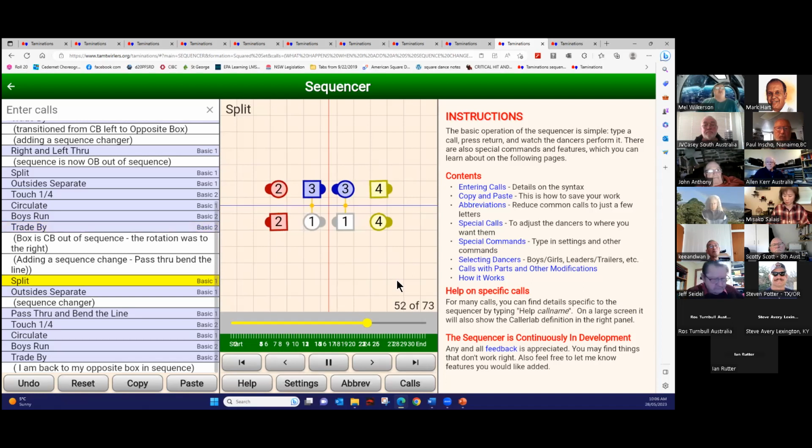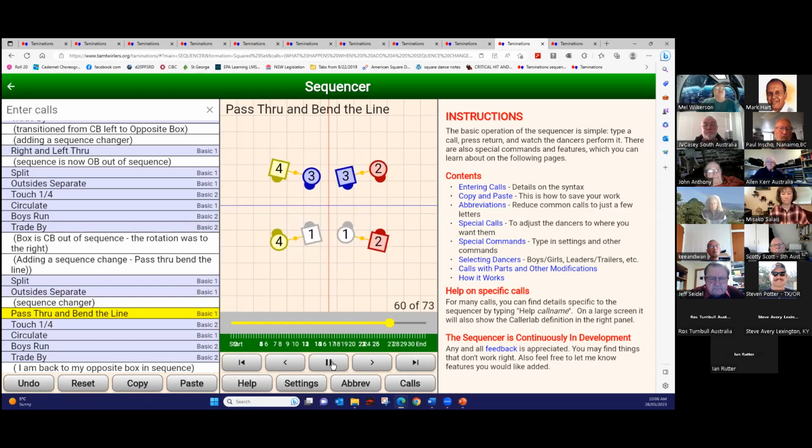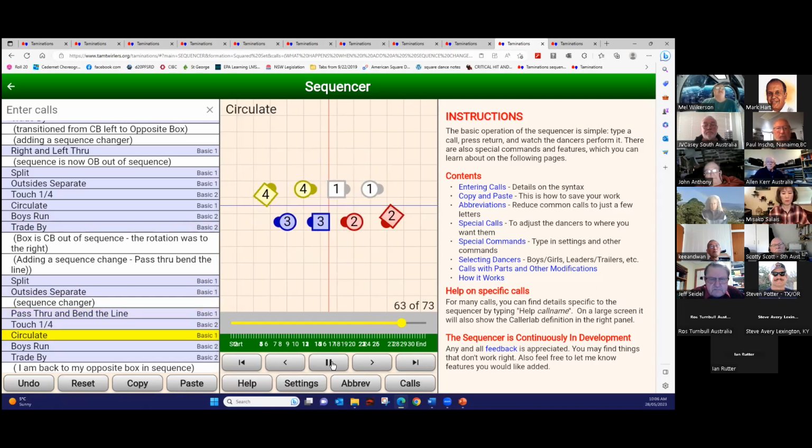So this is a corner box out of sequence. I can add a different sequence changer here. Pass through, bend the line. Okay, then I finish the rotation, pass through, and trade by. Because I added that sequence changer, I've now gone the other direction again. I'm now back in my opposite lady box. Sorry, my opposite lady box. Thank you.